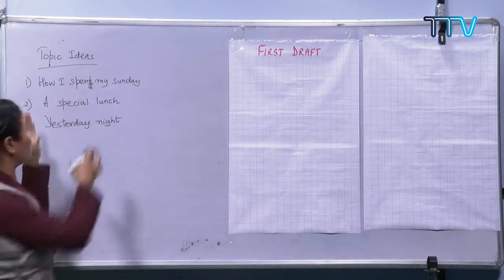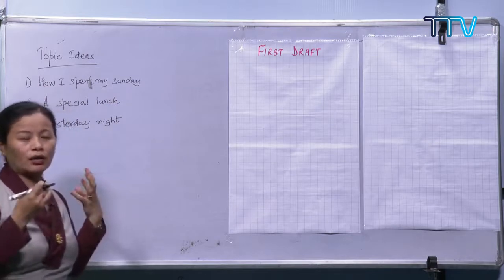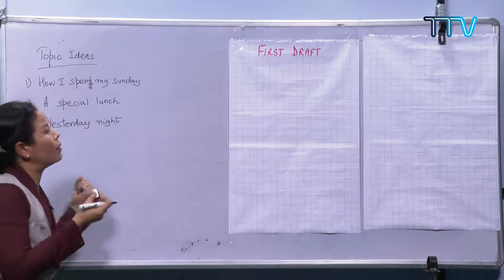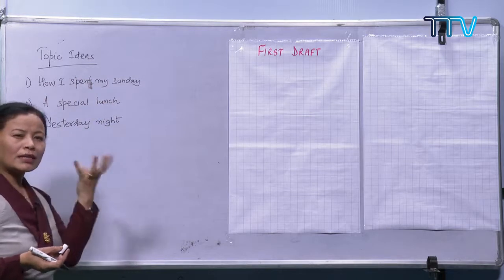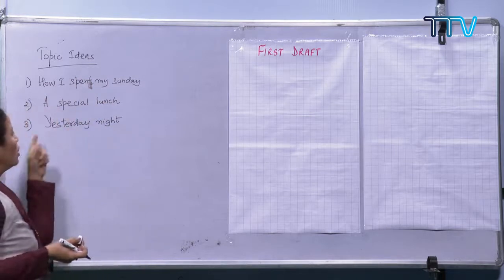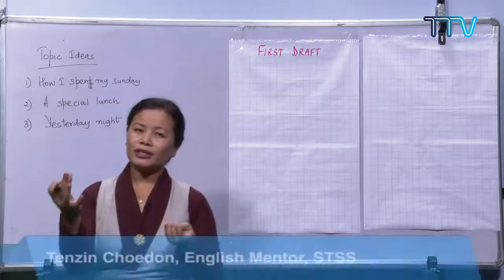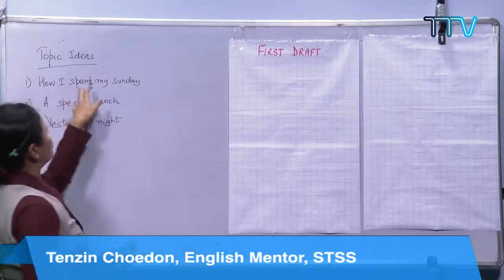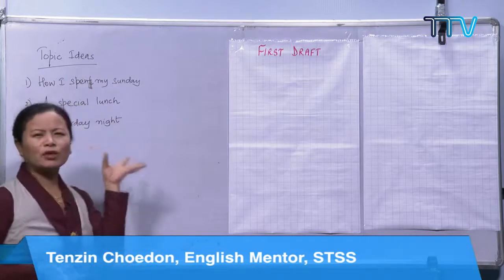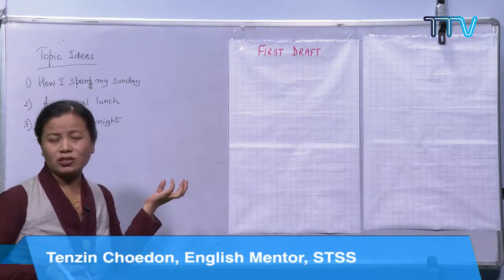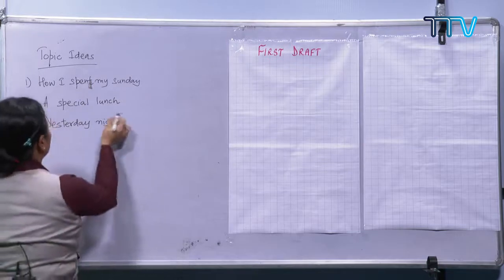Now, what you need to do is you think about, okay, on which topic can I write more? Do I have more points or ideas or things to write about? Is there anything special about how you spent your Sunday? What else can you tell about your special lunch, yesterday night? What you need to think is, you need to think about your audience, your reader. Will your reader be interested in knowing how you spent your Sunday? Okay, that is one question you need to keep in mind. Or will anyone bother to know what was your special lunch?